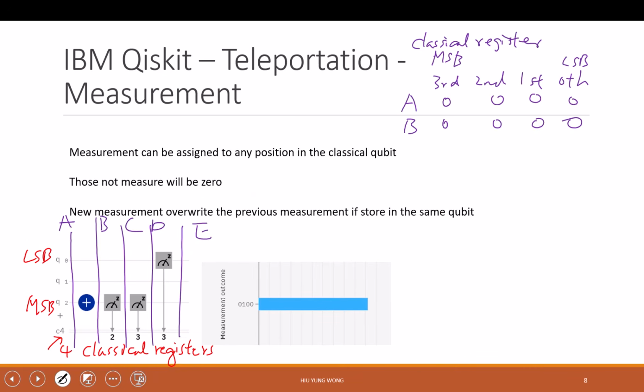At B, there's no measurement yet, right? The time goes from left to right. You apply a quantum gate to Q2, but you have not measured yet. You did not store anything to the register.